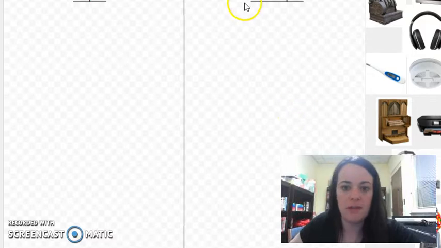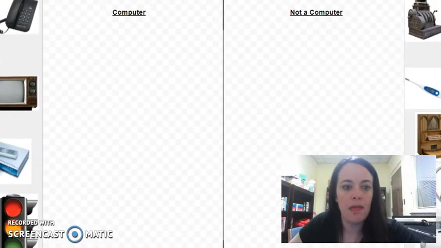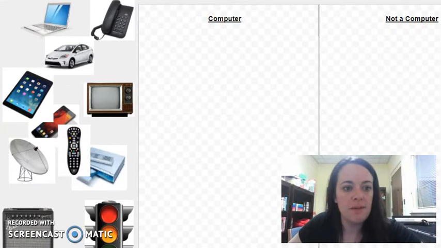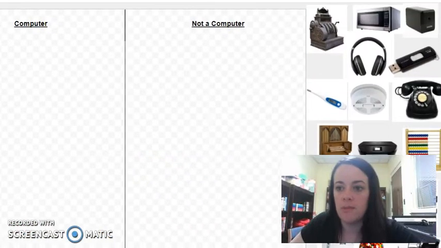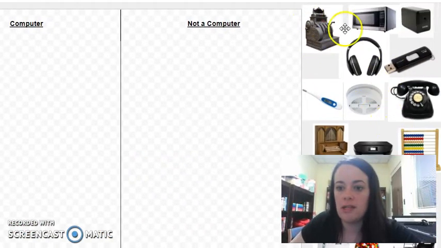No, it's not going to let me expand it out, but that's okay. I'll move this around. You're going to see lots of images on both sides, left and right, and you're going to see computer, not a computer. Okay, so let me move it over here as well. See lots of different things.